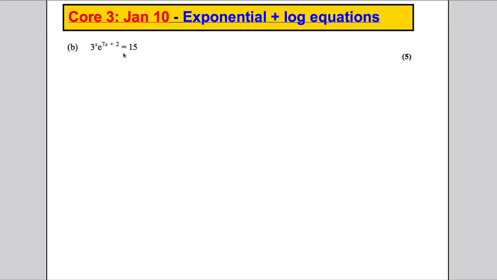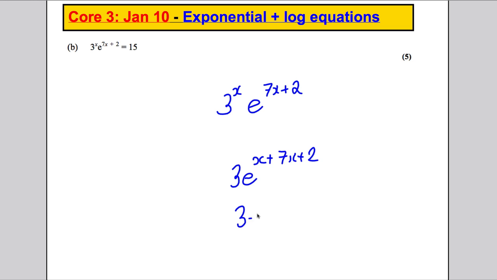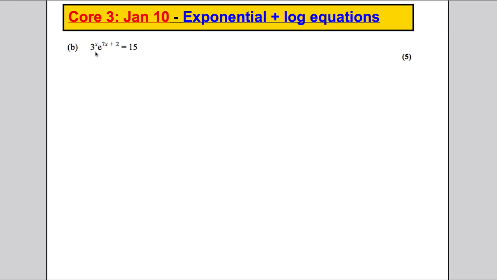Solve this here. Now, an obvious temptation here is, this is 3 to the x times e to the 7x plus 2. The obvious temptation is to somehow combine these to 3e to the x plus 7x plus 2, and maybe even 3e, therefore, to the 8x plus 2. You think combine these and combine these powers. No, you can only combine indices if the base number is the same. The base number here is 3, the base number here is e. We can't do that at all, so don't even try.